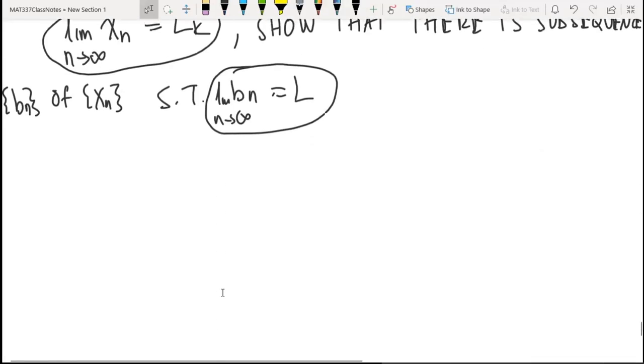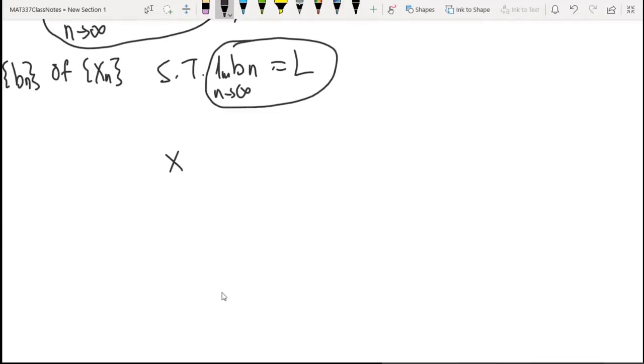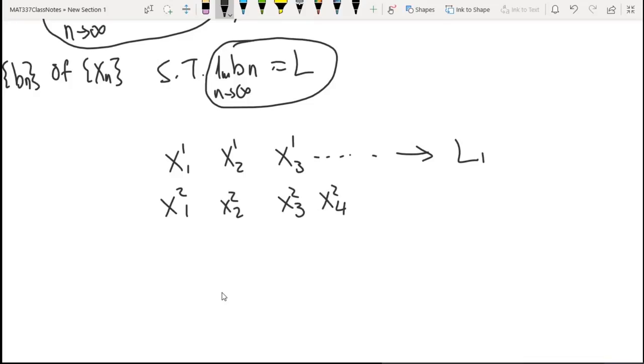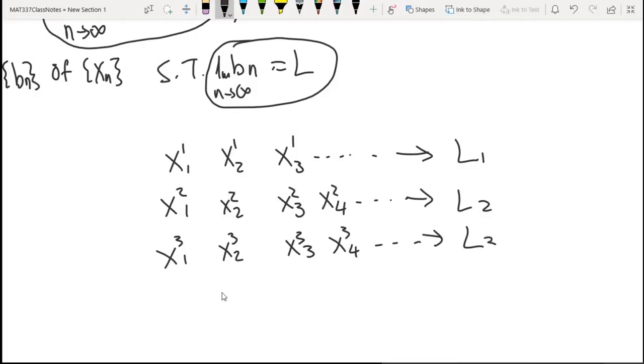So let me draw a picture. So you have x_{1,1}, x_{1,2}, x_{1,3} converges to l_1. Then x_{2,1}, x_{2,2}, x_{2,3}, x_{2,4} converges to l_2. x_{3,1}, x_{3,2}, x_{3,3}, x_{3,4} to l_3. So this is k equal 1, k equal 2, k equal 3. Okay.